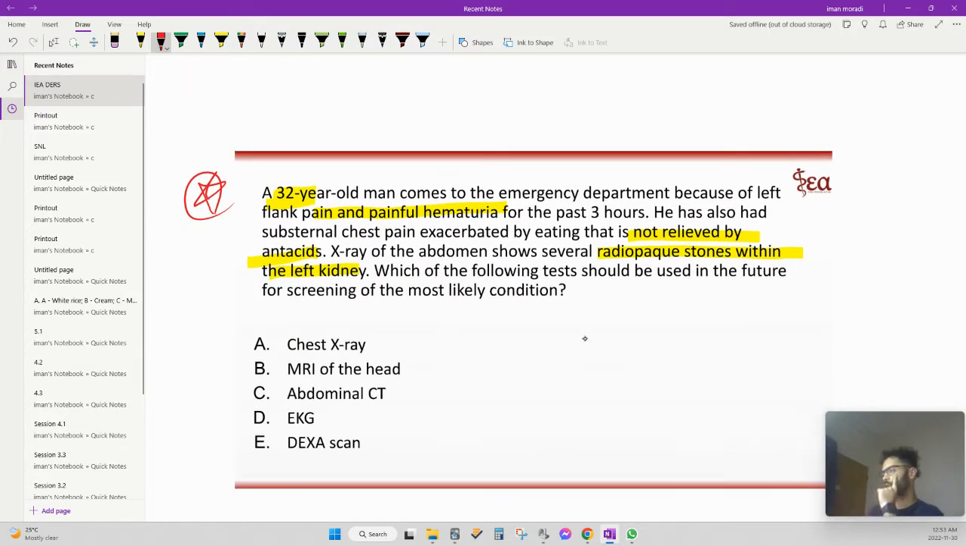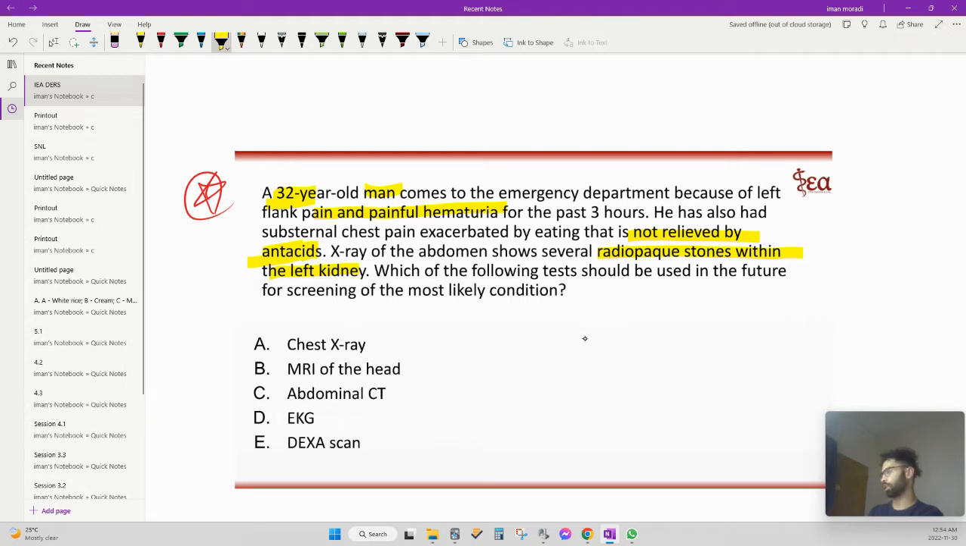So I don't know what this has. Oh, I got this question also wrong. Let's see where I made a mistake. A 32-year-old man has left flank pain and hematuria, and substernal chest pain exacerbated by eating that is not relieved by antacid. So I can't think of... So it's got some kidney pain and some heartburn. I can't think of anything right now.